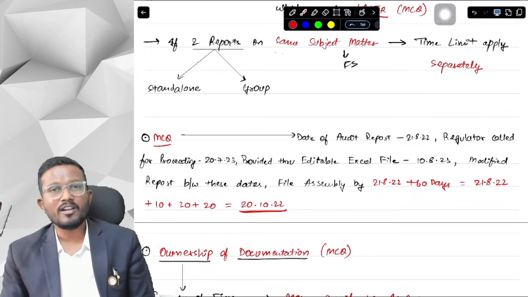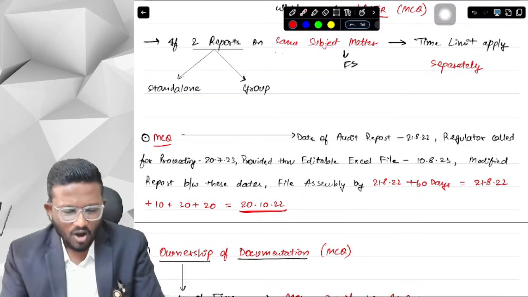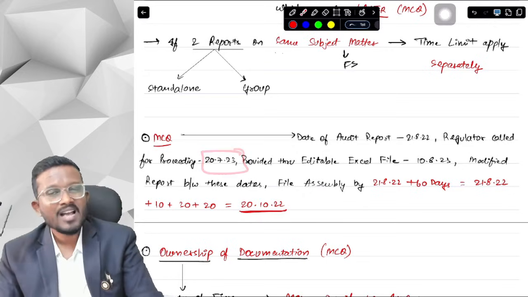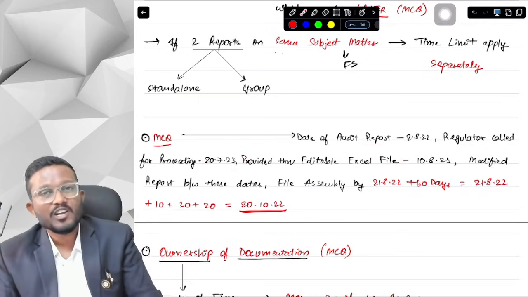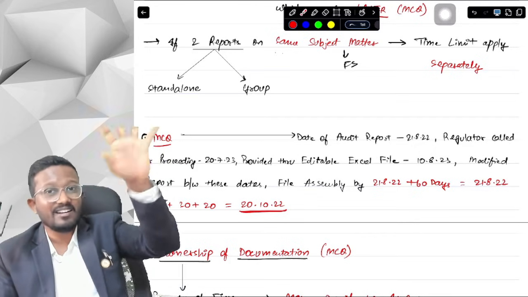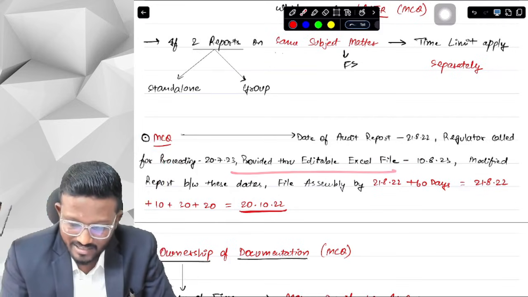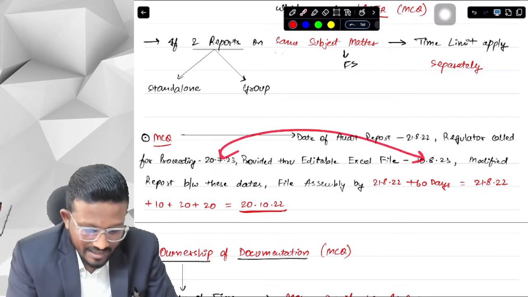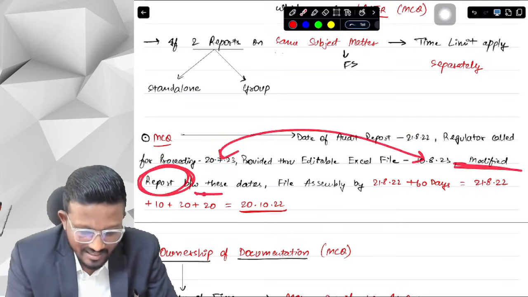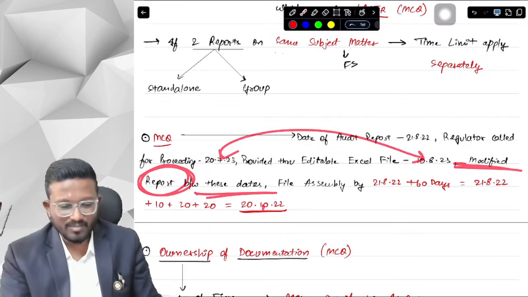So the regulator called you for proceedings going on against the client on 20 July 2023, and you provided an editable Excel file of your audit documentation. Anyone can edit your Excel file and the audit documentation. You provided this editable Excel file on 10th August 2023. Now between these dates there is a modified report. Between these dates means there were changes made in the report between these dates. Between what dates, sir?